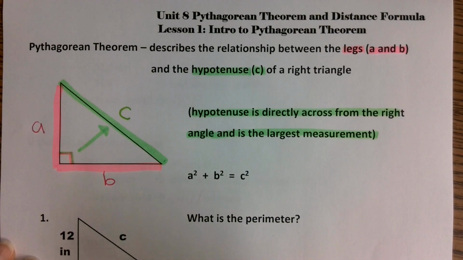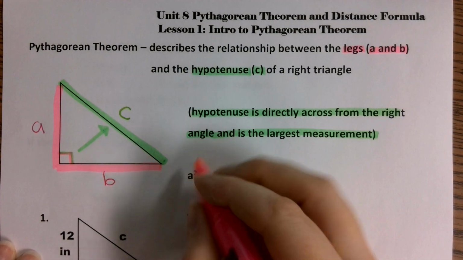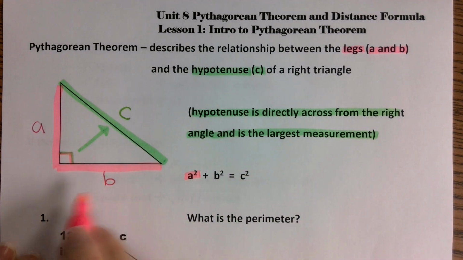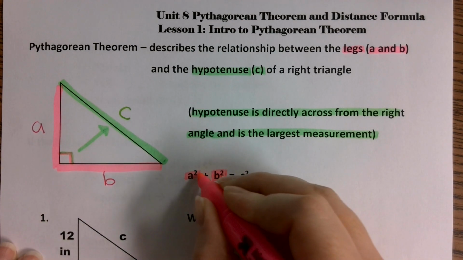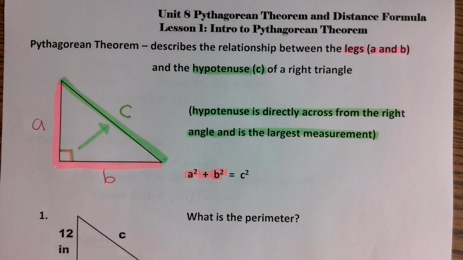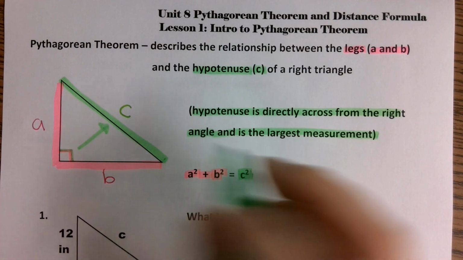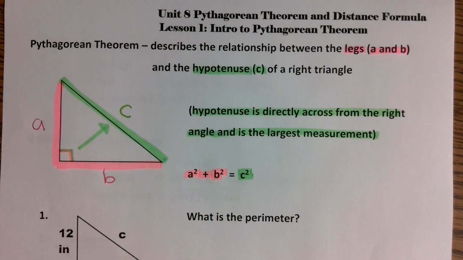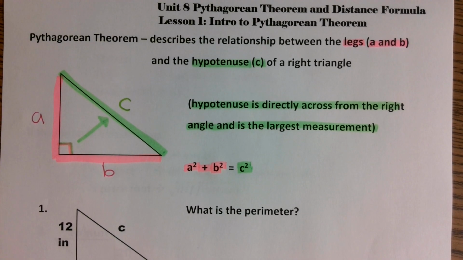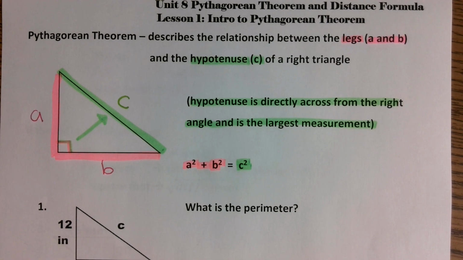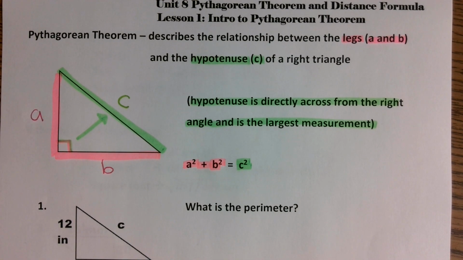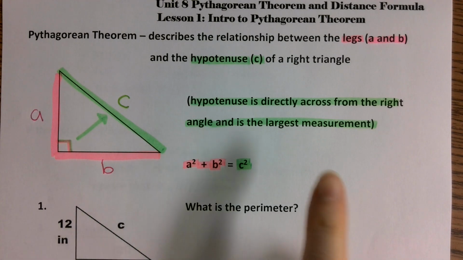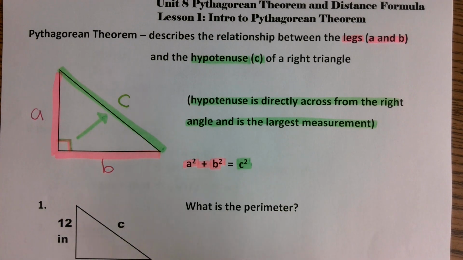Basically what it means is if you take the measurement of leg A and square it, and take the measurement of leg B and square that, and then add those two squared values together, it should be the same thing as taking the value of C, the hypotenuse, and squaring it. And again, when you're just given number measurements, the hypotenuse is always going to be your largest measurement, always the longest side.